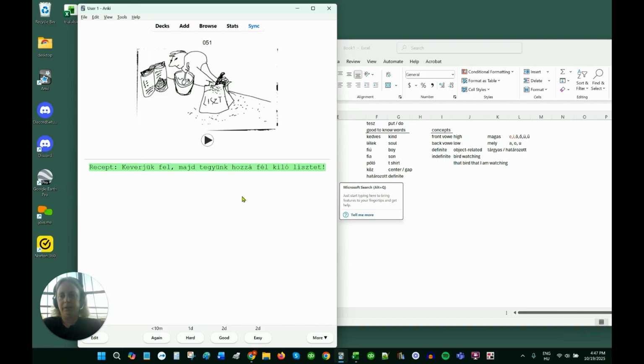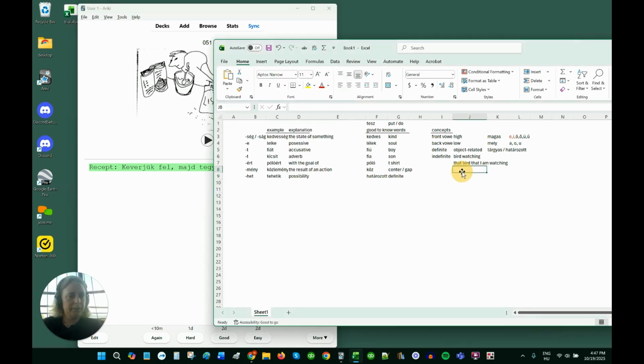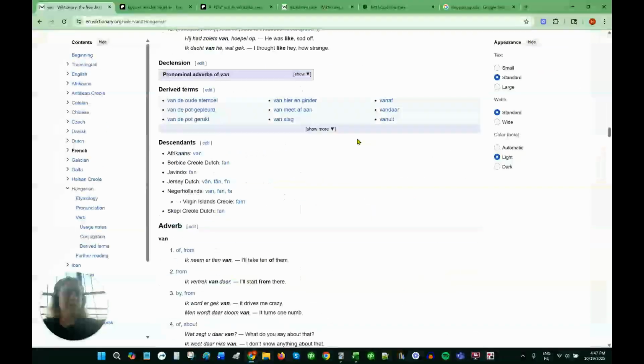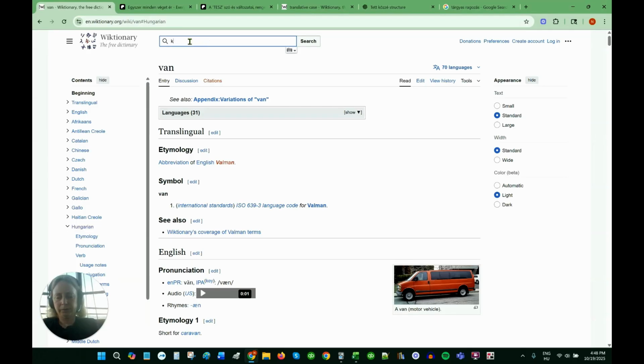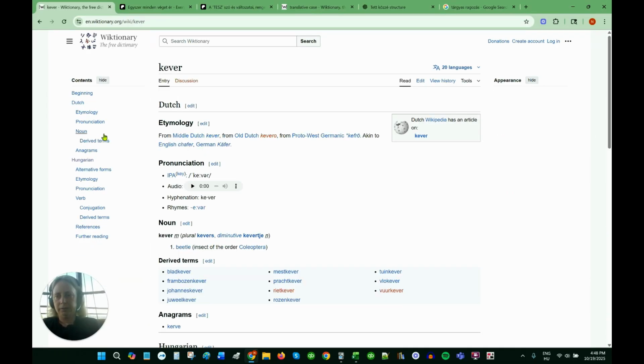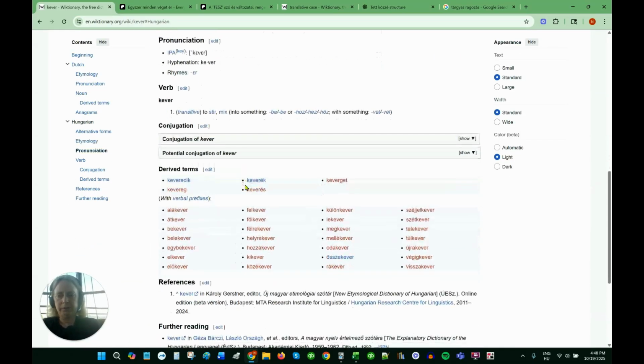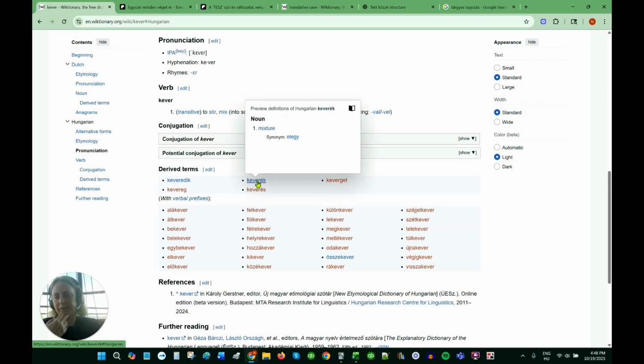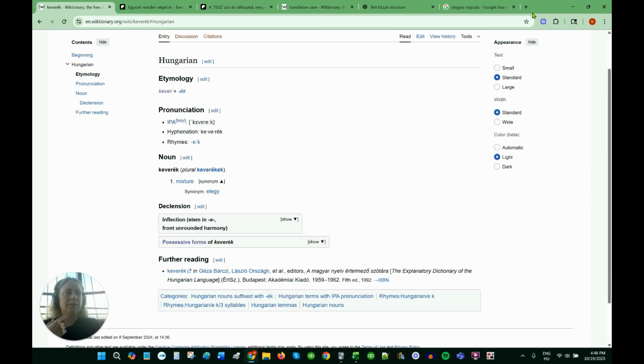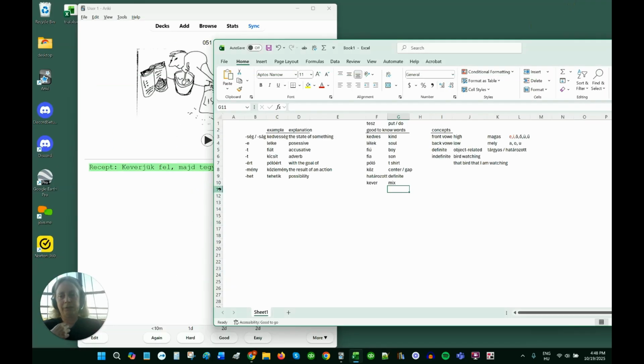So for this one, we were looking at definite and indefinite. And what's a good word to pick out from here? Let's do kever. Good words to know. Kever. And that means mix. And let's see if there are other words that kever has that might come in useful in life. So if we go down to Hungarian and we say derived terms, they basically all mean mix or a mixture. So keverjük is a mixture. So nothing really useful other than kever means mix.